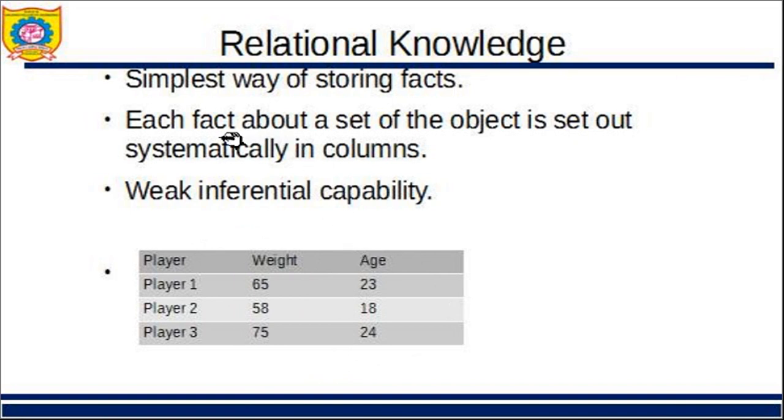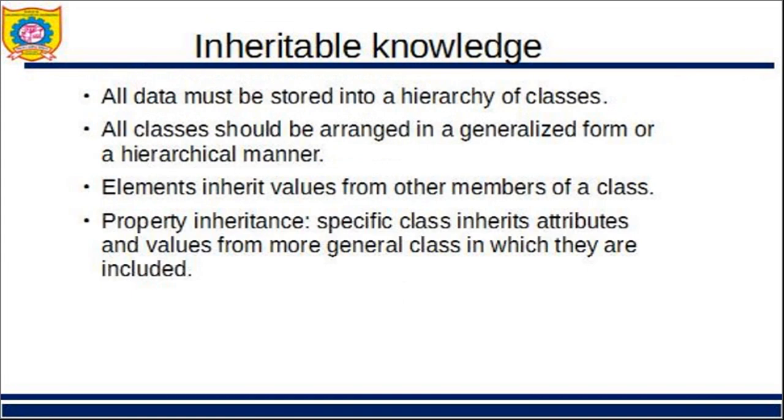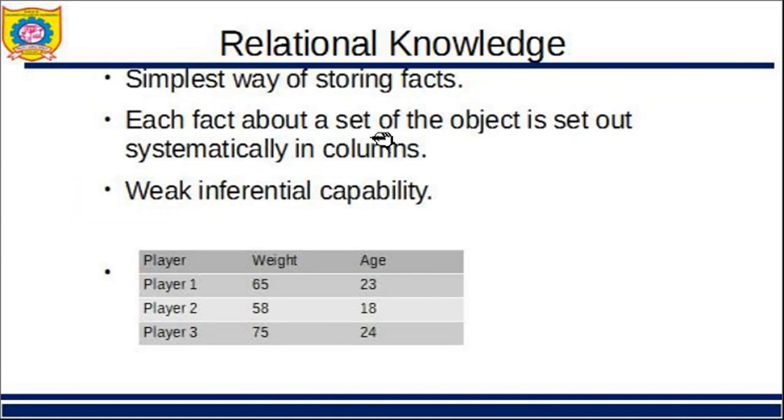So we can say that the fact about the weight of the player is 65. It is nothing but a fact, right? So the fact about that particular object, player 1, is set out systematically in the columns. These are the facts about the objects which are there in the columns. So this is nothing but relational knowledge. Now what is its problem? It is the simplest form of representation of knowledge. Relational is the simplest way to represent knowledge.